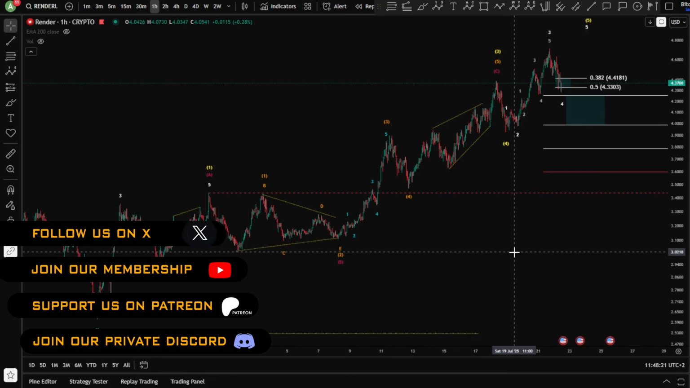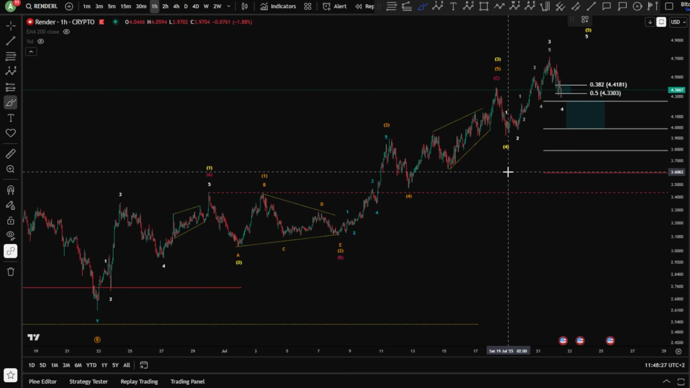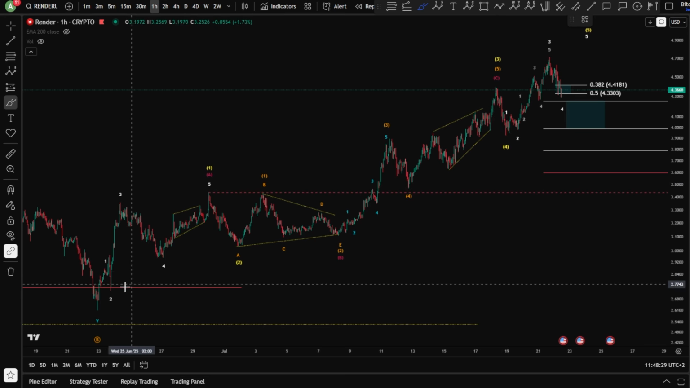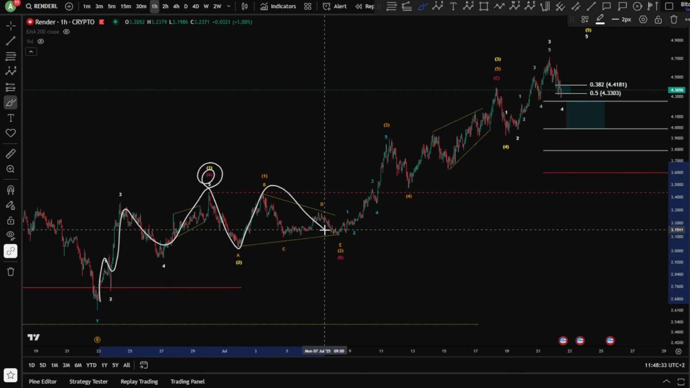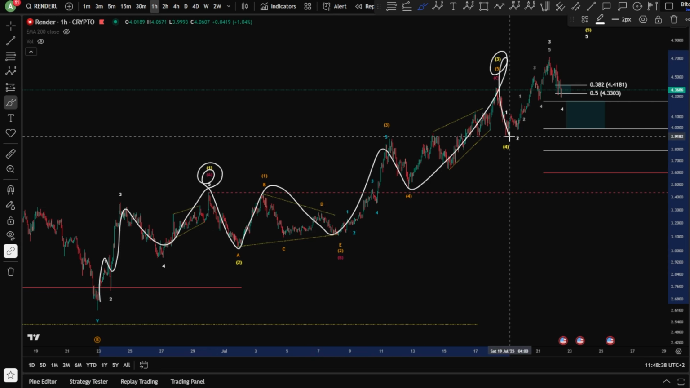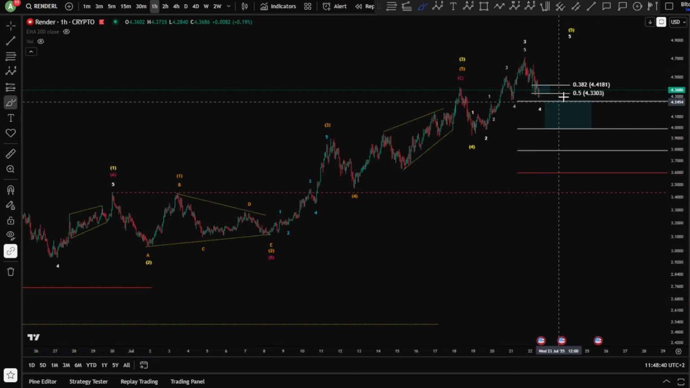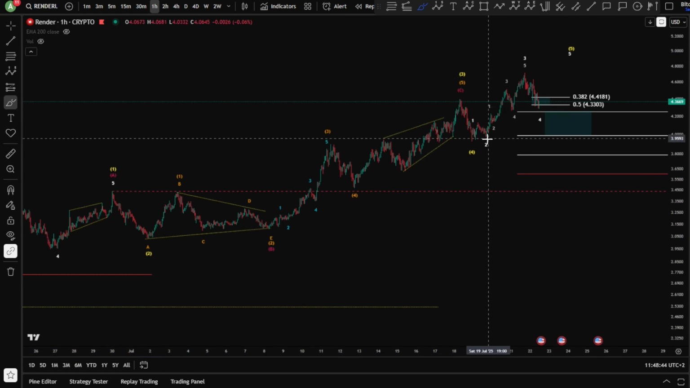Hello everyone, welcome to a new video for Render, FET and SUI price prediction based on Elliott wave analysis. We're going to start with Render on the 1 hour chart, where we have our impulse wave 1, wave 2, and then a 1, 2, 3, 4, and a 5 to finalize a wave 3, and then 4 and a 5, which is probably not finished yet for this move towards the upside.